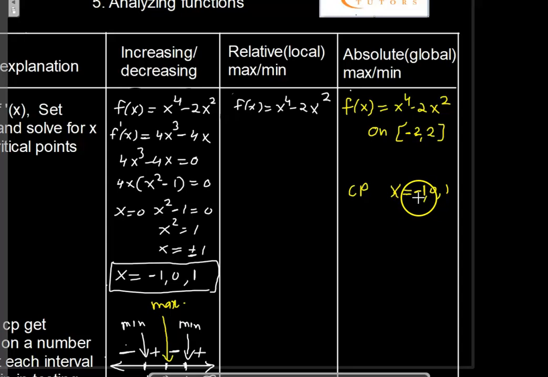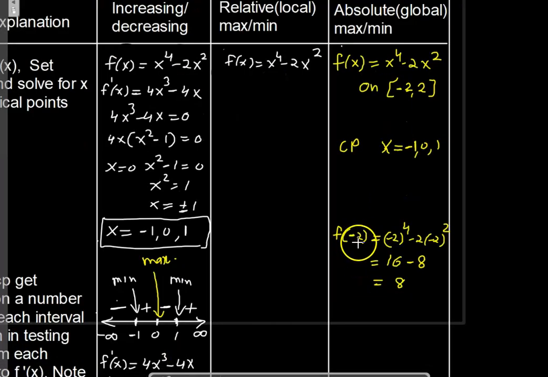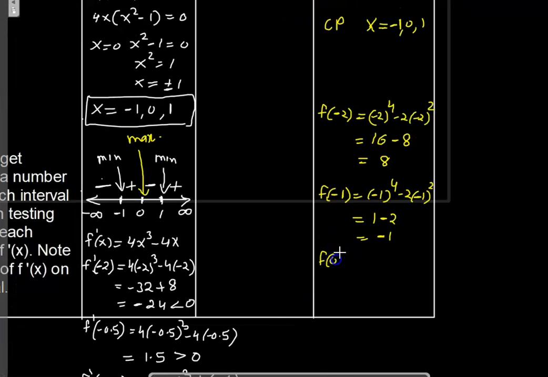Here we have the same critical points -1, 0 and 1. So we are going to plug in those critical points into the original function, as well as those endpoints -2 and 2. Plug them in one by one in increasing order. First we plug in -2. At -2 we got the function value as 8. Then we find the function value at -1. Then we find the value at 0 and then at 1.